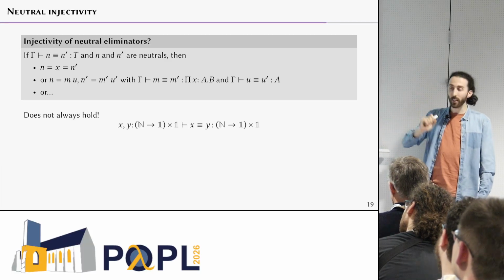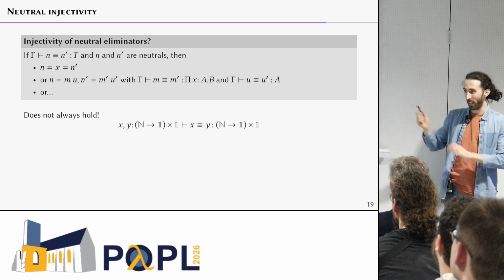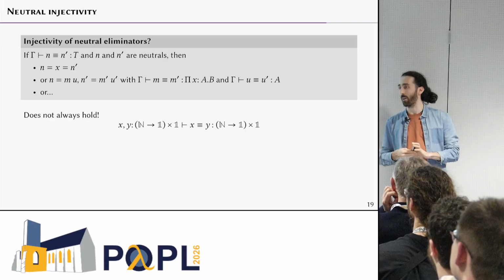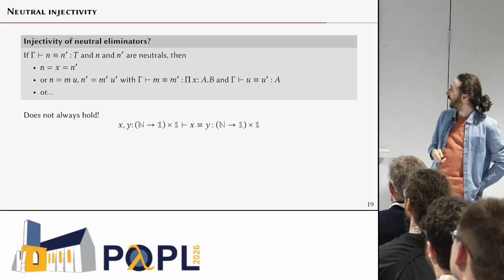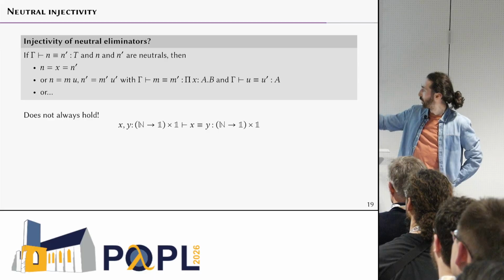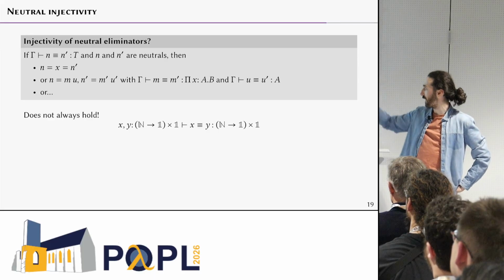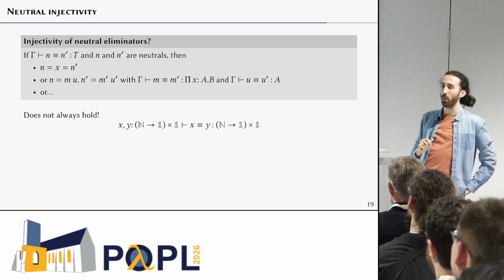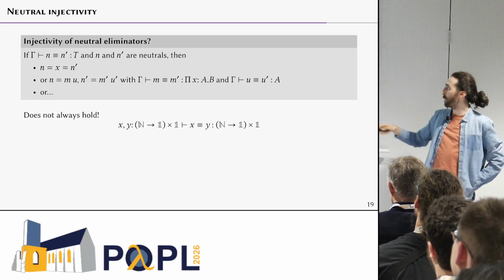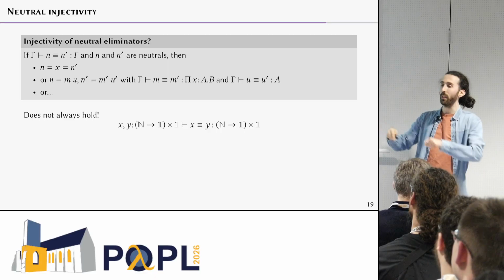However, this does not always hold. As I said, I mentioned the unit type already. This is our worst enemy. If you are in a context with two variables of type nat to unit times unit, actually the two variables are going to be convertible. And the reason is that basically you can apply a bunch of eta expansion.